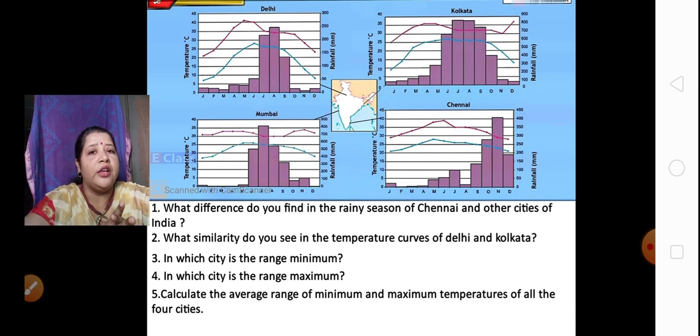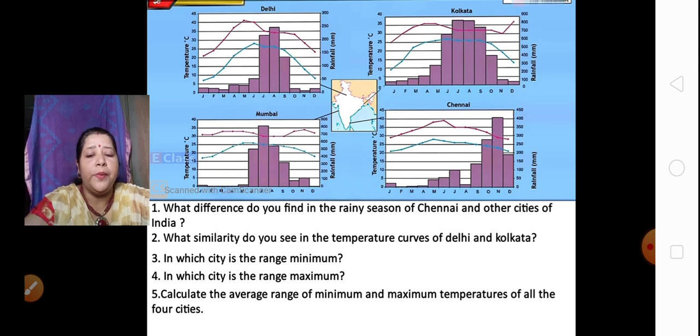So what similarity do we have between Delhi and Kolkata? That the rise in temperature is in the same months and the fall in temperature is also in the same months. Rise in temperature from January to May and fall in temperature from June onwards till the December month. Next question: in which city is the range minimum?